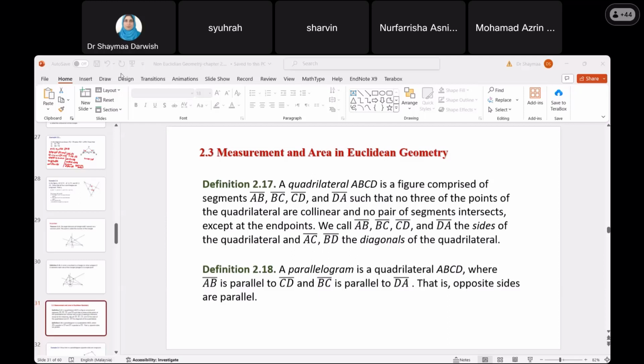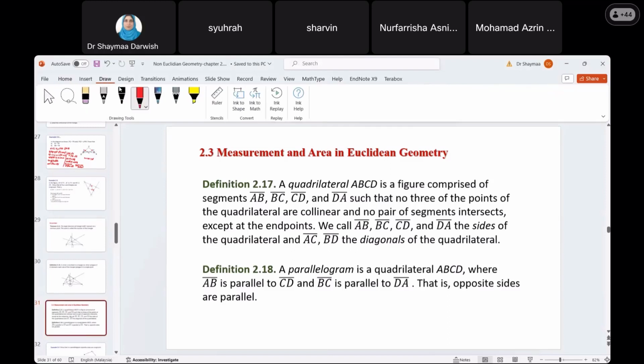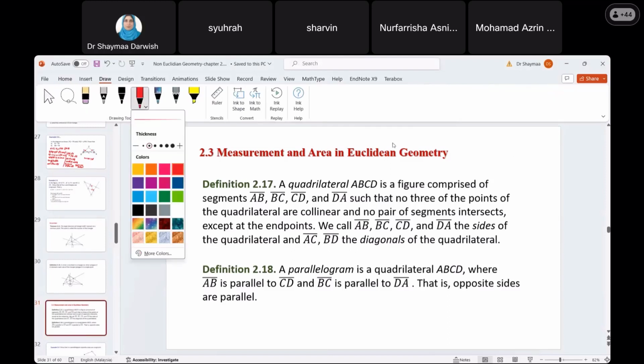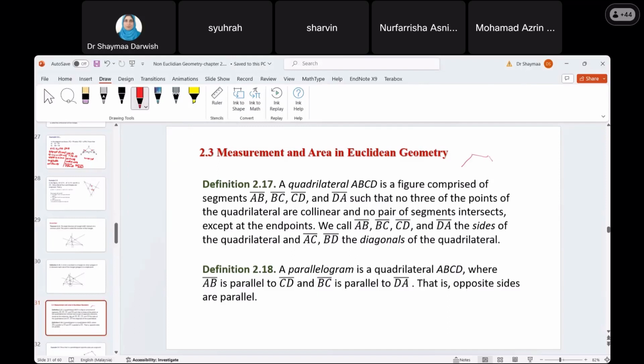For example, if you go for any quadrilateral shape, if I try to draw this one, I have 4 points here, not 3 on the same line. You can have 2 on the same line, not 3. So these are the points A, B, C, and D. AD, CD, BC, AB are the sides, but BD and AC we call the diagonals.